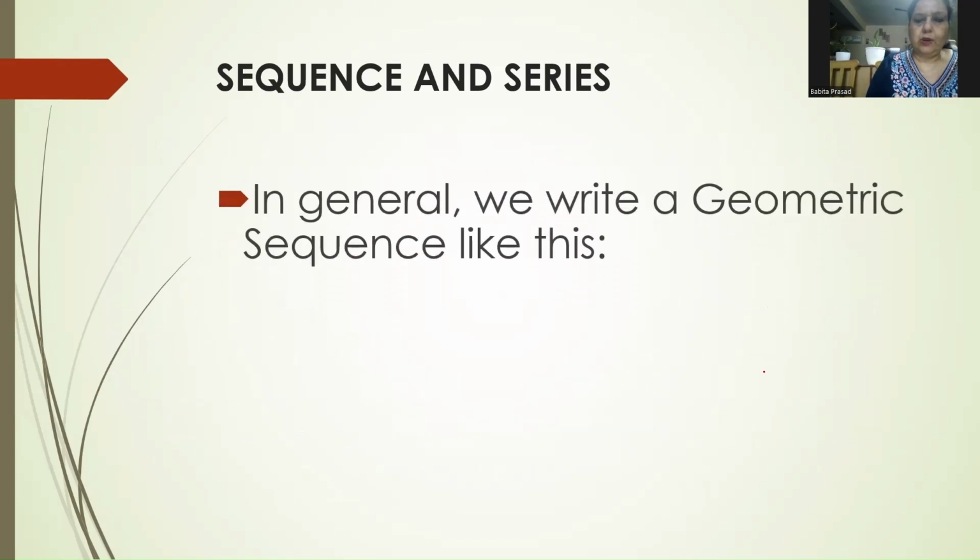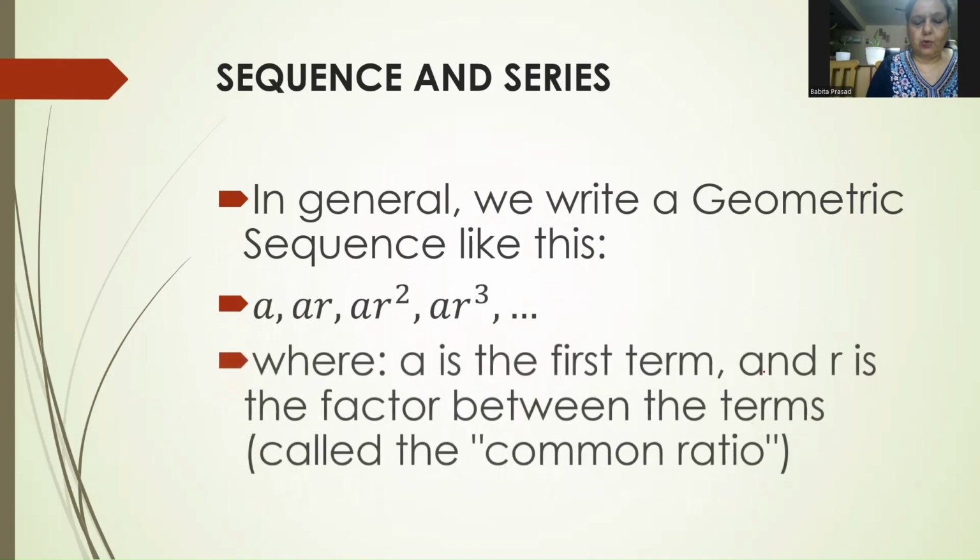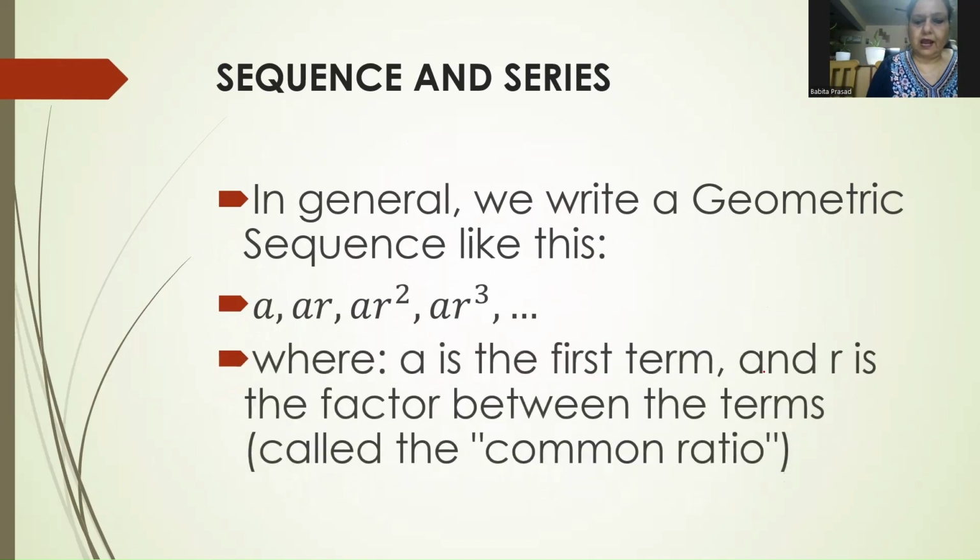In general, we write a geometric sequence like this. A, which is the first term, being multiplied with its common ratio R gives AR, and then again with R, that makes it AR square, with R makes it AR cube, and it continues like this, where A is the first term and R is the factor between the terms, called the common ratio.